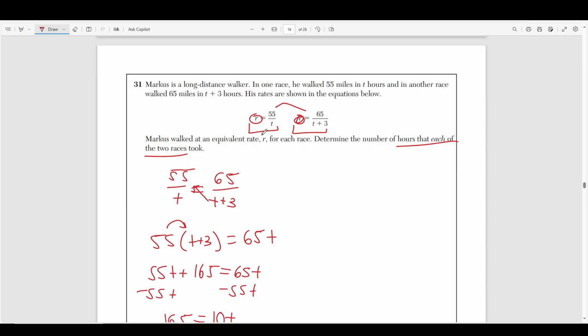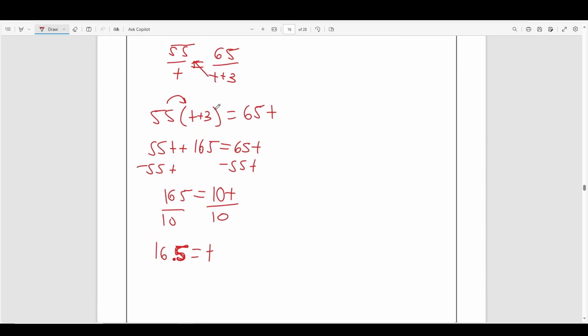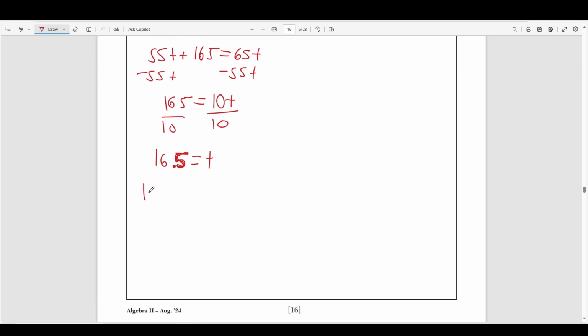But remember that another race, he walked 65 miles in t plus 3 hours. So, it's not just 16.5, or it's not just t, it's also going to be t plus 3. So, 16.5 plus 3. He walked at two different times, right? So now the other t is going to be 19.5. So the correct answer is 16.5 and 19.5 hours.